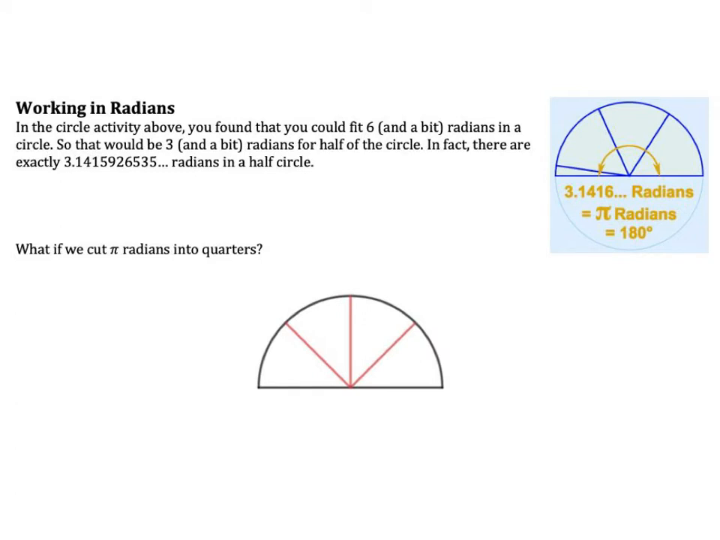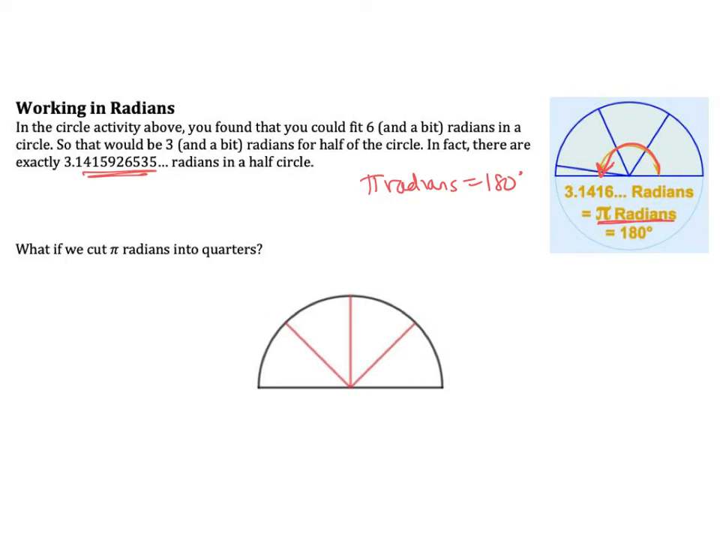We're going to talk a little bit more about that on this page. It says working in radians. In the circle activity, if you had done that with your string, you would have found that you could fit about 6 and a bit radians in a circle. So that means you would have had 3 and a bit for half of a circle. To get exactly 180 degrees, you would have to rotate pi radians. So pi radians is equal to 180 degrees.